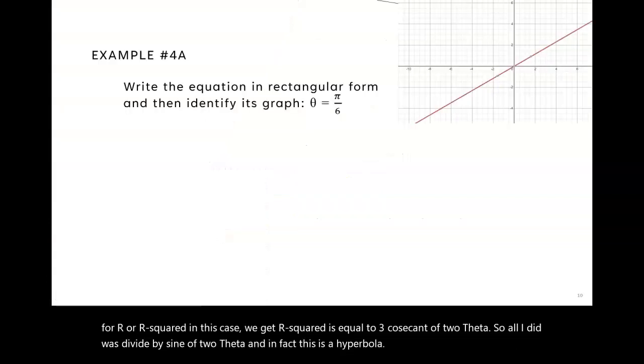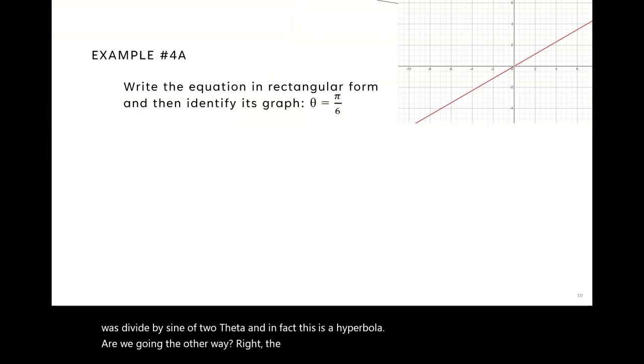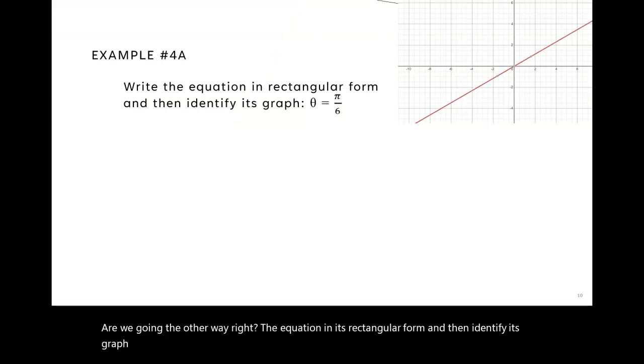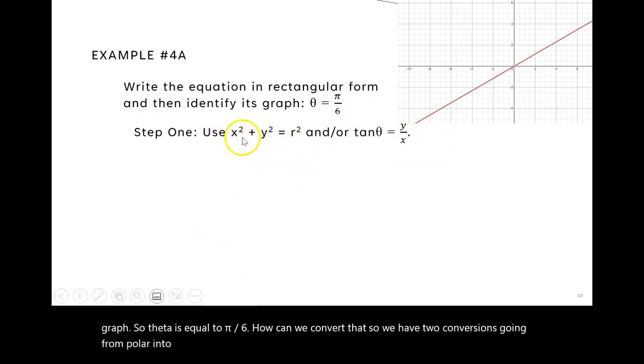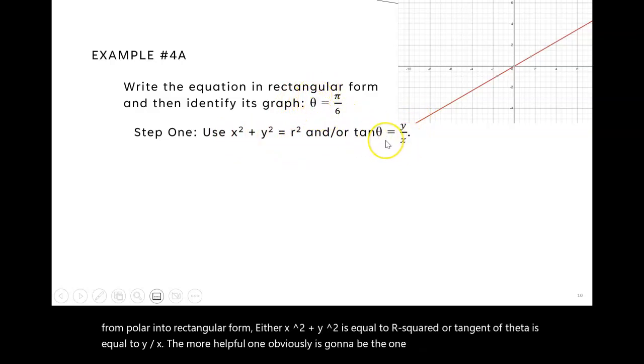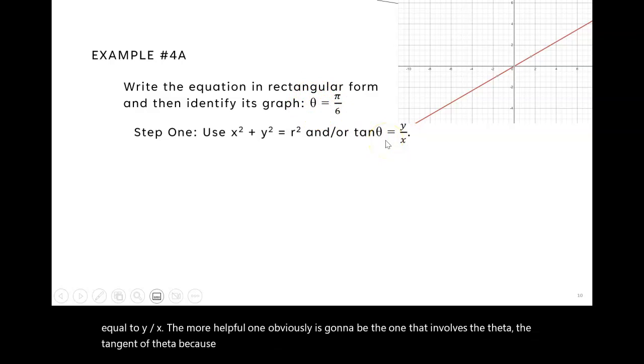All right, going the other way, write the equation in its rectangular form and then identify its graph. So theta is equal to pi over 6. How can we convert that? So we have two conversions going from polar into rectangular form, either x squared plus y squared is equal to r squared, or tangent of theta is equal to y over x. The more helpful one obviously is going to be the one that involves the theta, the tangent of theta, because that's what we have. We have no r.